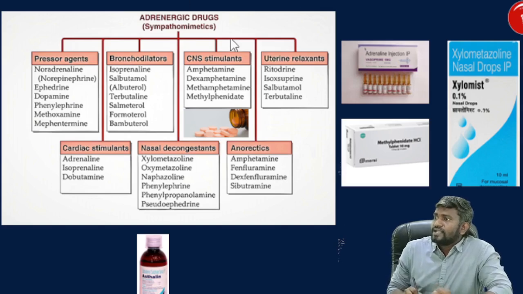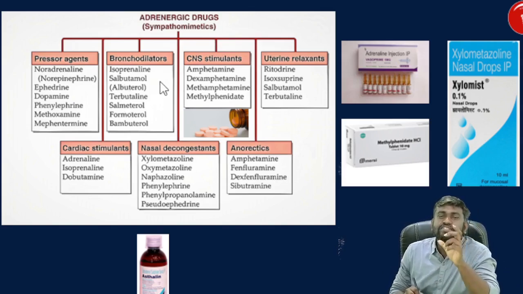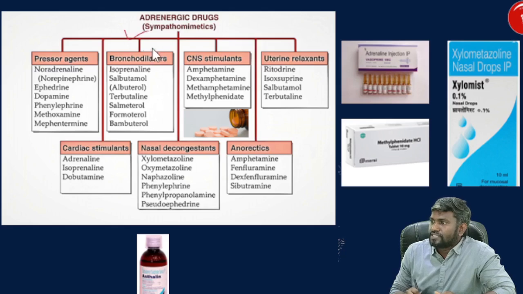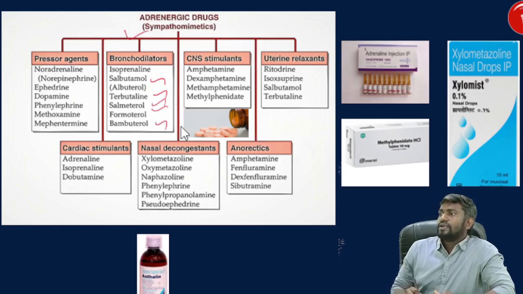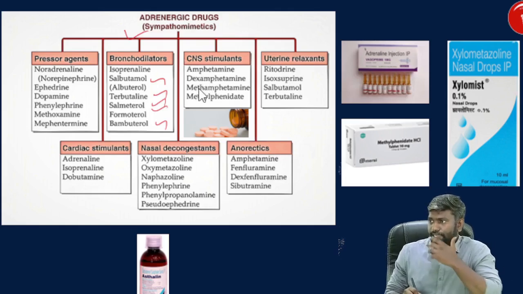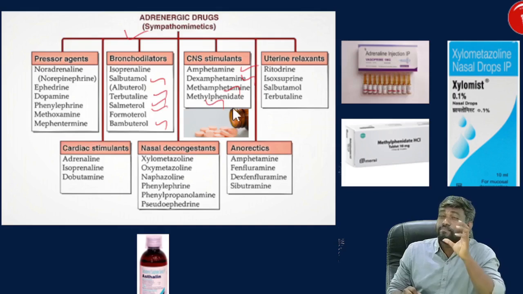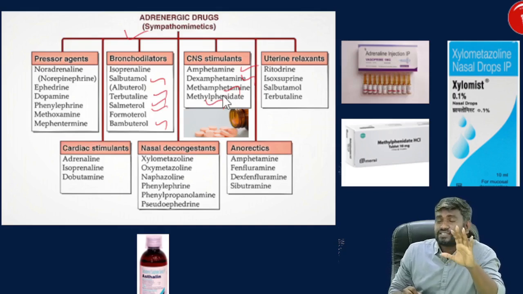Next, the adrenergic drugs are also a very important topic. Let's look into the easiest one, that is going to be bronchodilators. Remember, we all know salbutamol, we know terbutaline, salmeterol, formoterol and bambuterol. Now, the CNS stimulants, please remember, very important for the exam. They are going to be the amphetamines, dexamphetamine, methamphetamine and methylphenidate.